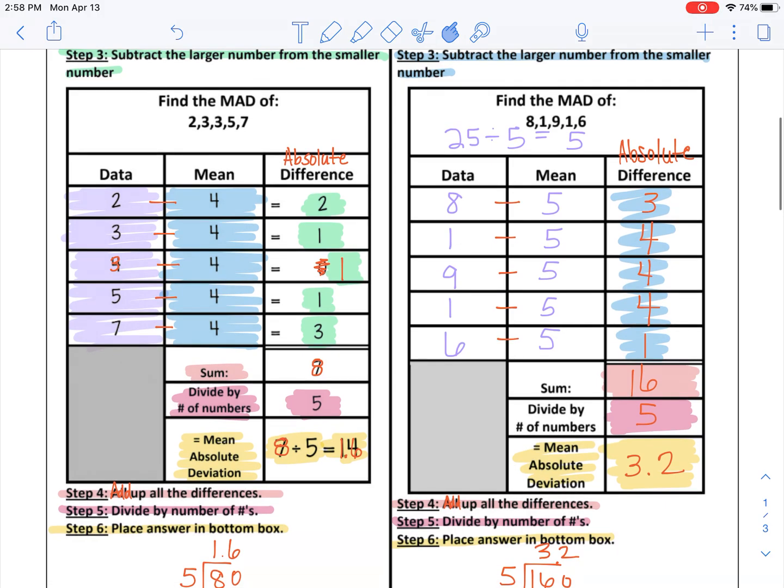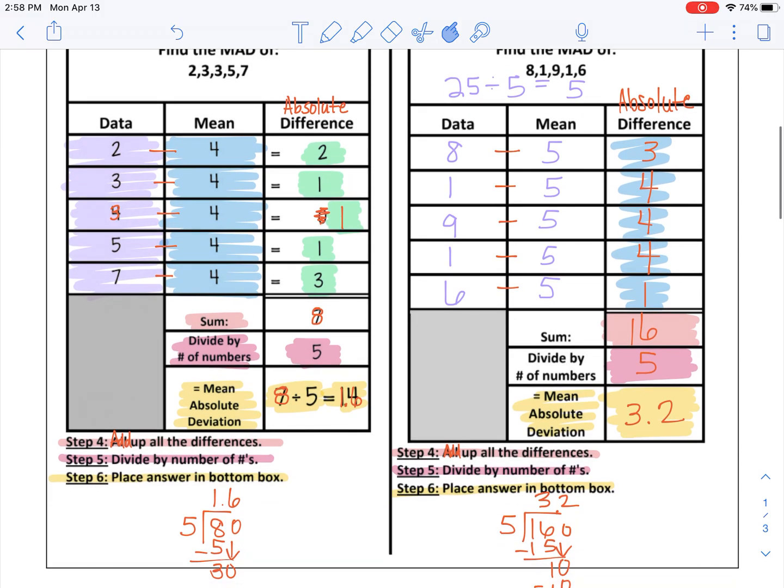Step 4, you're going to add those all up where it says sum. Step 5, you're going to divide by however many are in the data set, so in this case, 5 for both of these examples. And then you're going to get your mean absolute deviation by doing the sum divided by the number of values. So all in all, you're really finding the mean of the data twice, okay? You're finding it once from the original and once from the absolute difference or the absolute deviation. So deviation is difference, absolute value is positive value, and mean is the average.